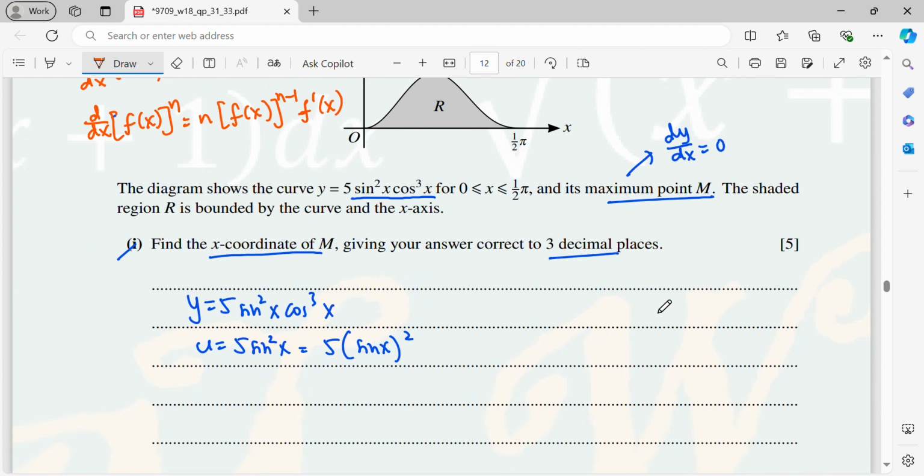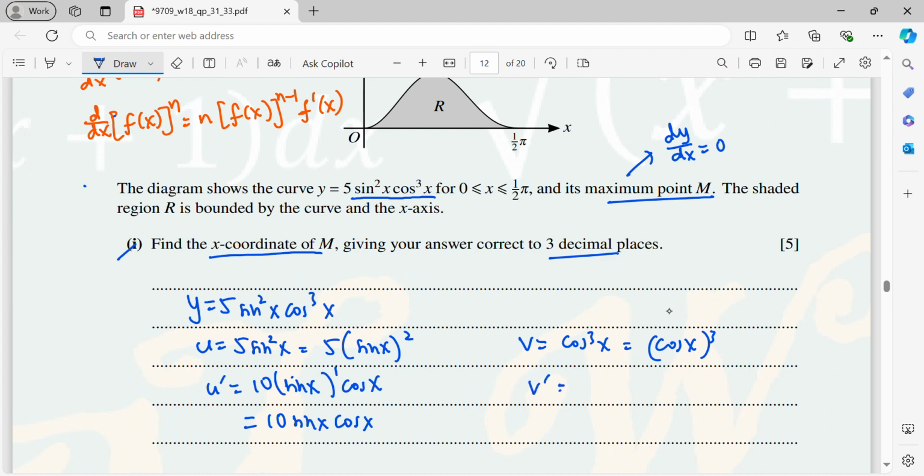Here, the squared, I bring it down and combine with 5. That means it is going to be 10. So u' is 10 sin x to the power 1. When you differentiate sin x, that is cos x, so I will be getting 10 sin x cos x. Then my v is cos³x, the same as cos x to the power 3. So v', use the same formula, bring down the 3. Cos x to the power 2, and the derivative of cos x is minus sin x. Therefore, you will be getting minus 3 cos²x sin x.